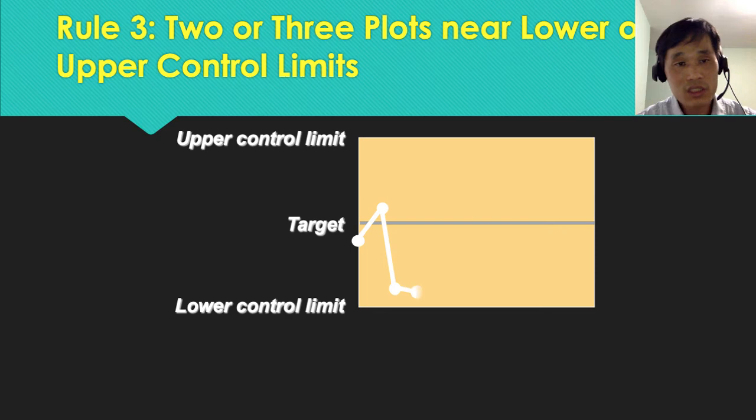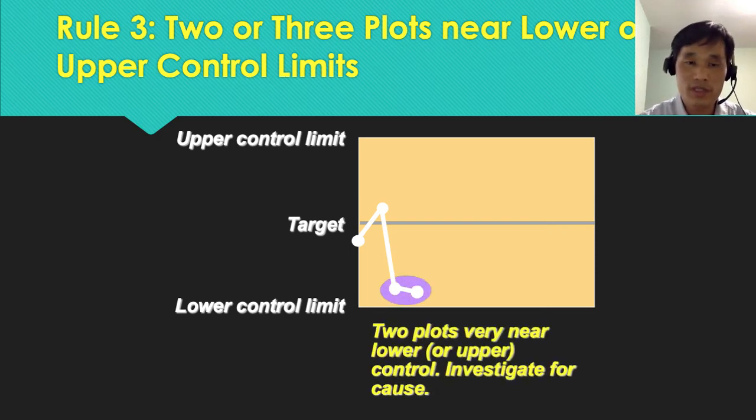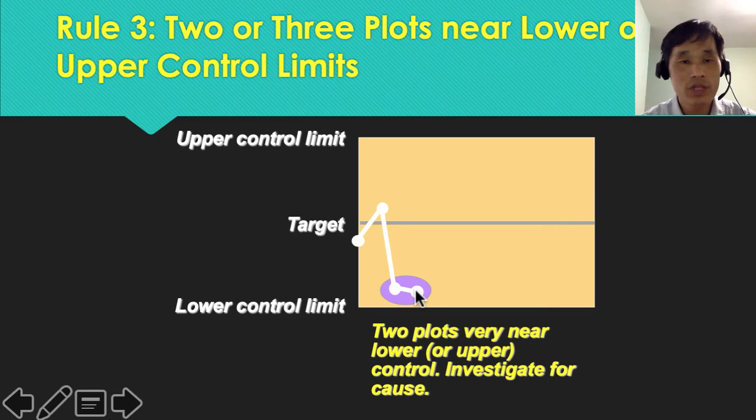Rule number 3 is 2 or 3 plots near lower or upper control limits. So we have the upper control limit here and the lower control limit here, and if you have 2 or 3 points near them, then it's problematic because it's so close to the specifications.